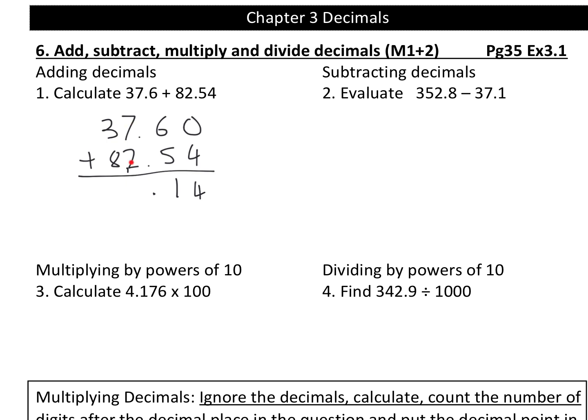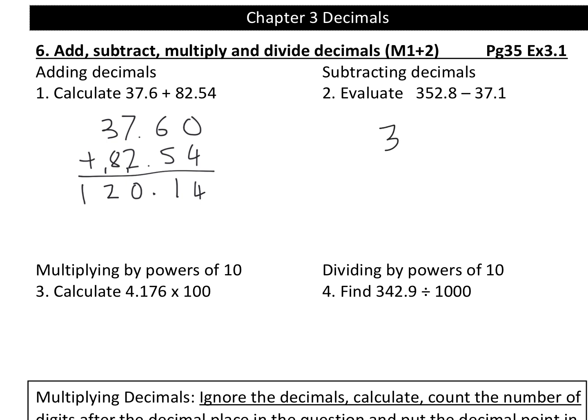Then we've got 7 plus 2 plus 3, which is 10. So put down 0, carry 1 over. Then we've got 8 plus 3 is 11, plus 1 is 12. So we can write down the 2 and the 1 as well. 120.14.